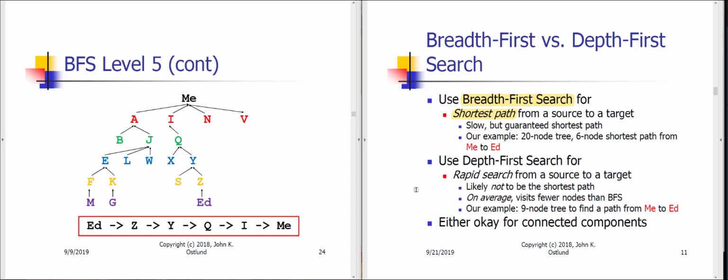In fact, if you use an application like Google Maps to find the shortest distance between 2 points, this is how that's done. For example, here I've redisplayed slide 24 from last week's first part lecture. This was our shortest path tree from me to Ed, and gave me a path in which there were 6 nodes, me, I, Q, Y, Z, Ed, connecting me to Ed. On the other hand, we had to build a 20-node tree in order to find that shortest path.